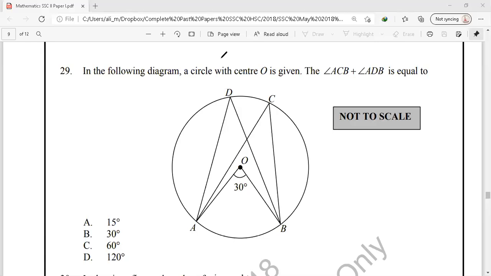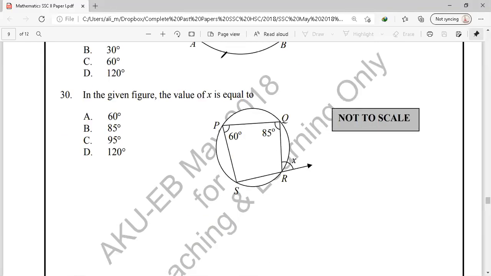Let's see the last question of this exercise. In this question, we have a circle and we have to find the value of x. We have a cyclic quadrilateral in which the four points of this quadrilateral lie on the circle.